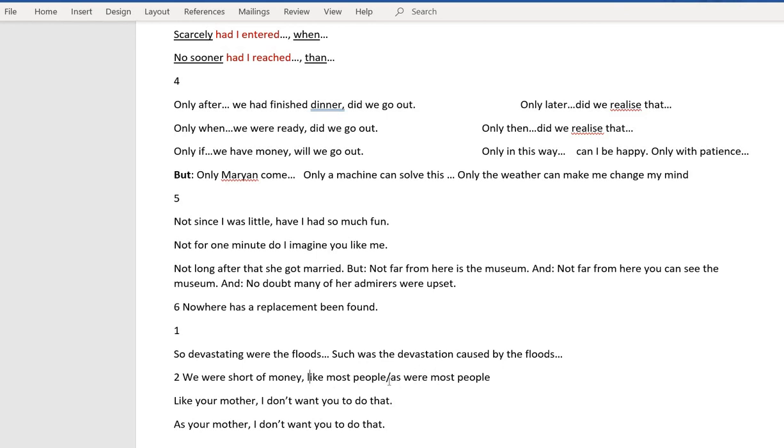As were most people: as, conjunction, I need the verb and the subject. And I use inversion in this case, right? As were, as did most people. Now remember that as and like, as I said, like is mostly a preposition, as is mostly a conjunction, but: like your mother, I don't want you to do that. As your mother, I don't want you to do that.